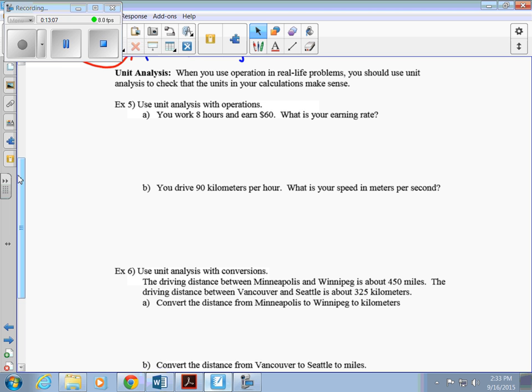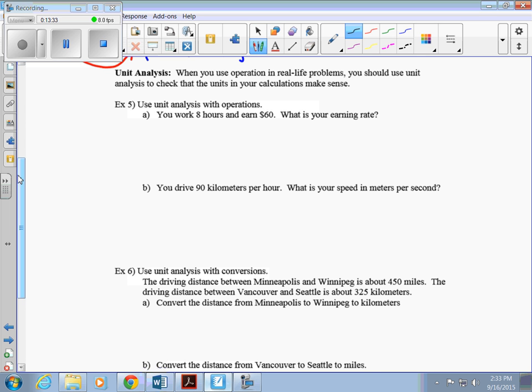For example, I can't tell you how many times I ask questions in class, like if we're dropping a water balloon from the top of a building, and somebody tells me it takes 2 hours for that balloon to hit the ground. We need to make sure that all of your answers make sense. So in example 5, we're going to use unit analysis with operations to figure these out.